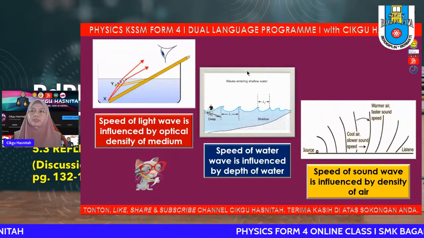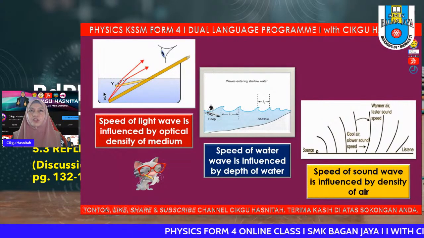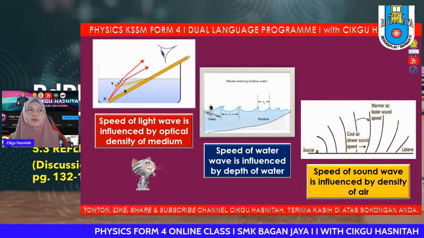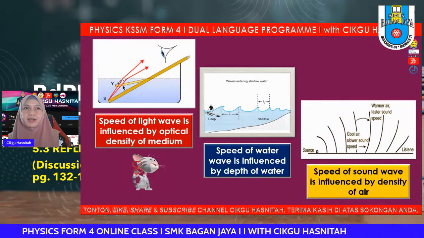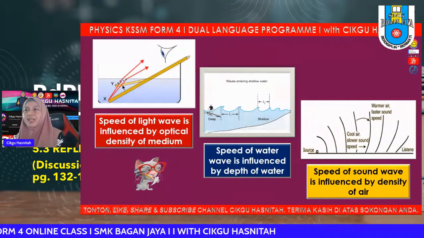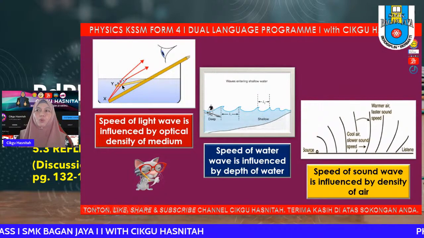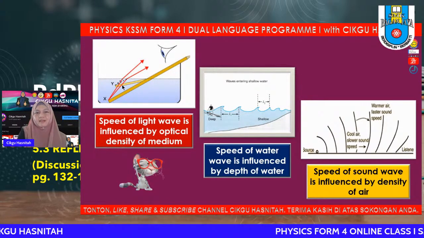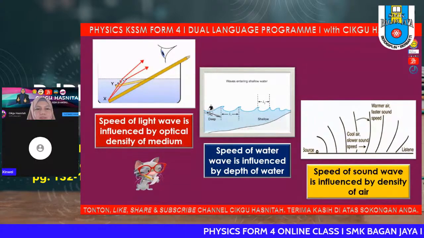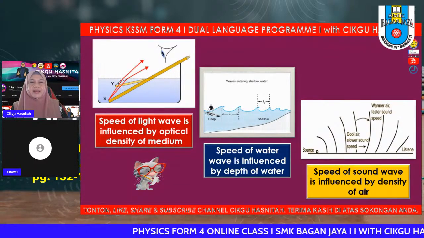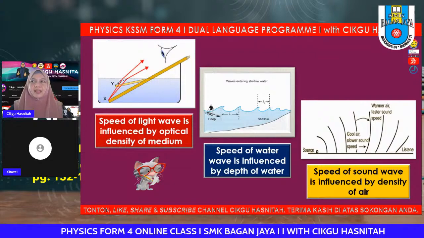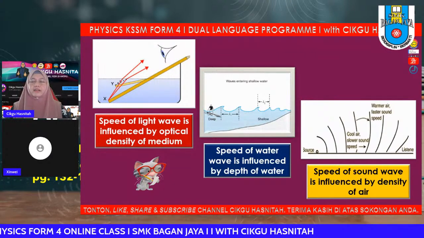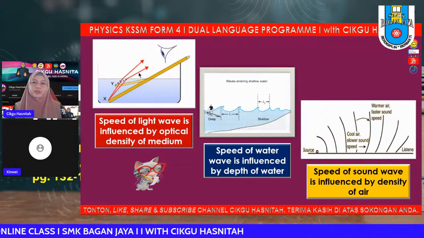entering water. So which speed is higher, speed in water or speed in air? Light travels at a higher speed in which medium, water or air? What do you say? In which medium does light wave travel at a higher speed, in the air or water, according to this diagram? What do you say?